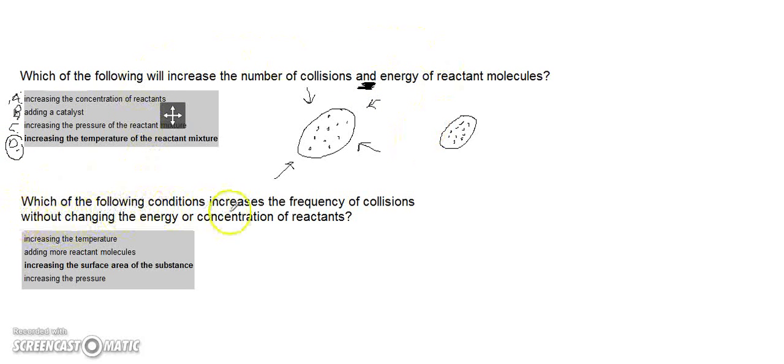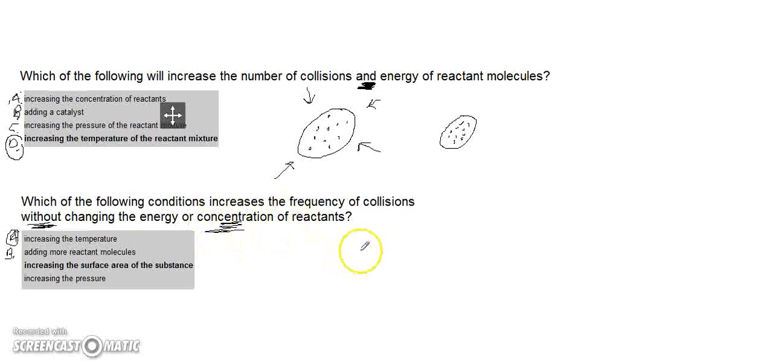Last one, which of the following conditions increases the frequency of collisions without changing energy or concentration? So this is a similar question to the one we just did. And we said here A, increasing temperature, that does increase the energy. So it can't be that, because remember we went without changing the energy. B, adding more reactant molecules. Nope, can't be that. That would be changing the concentration, right?